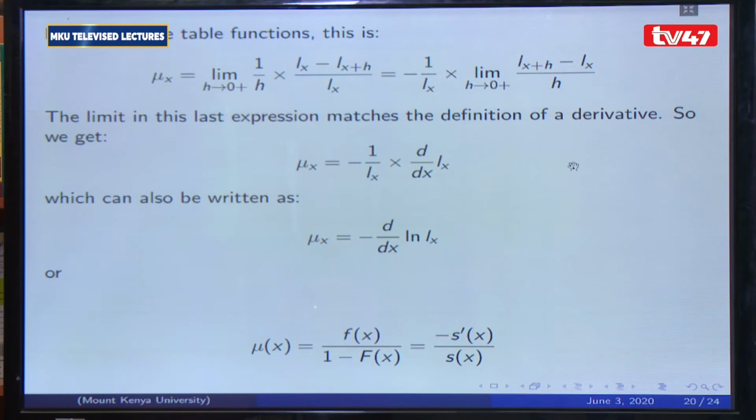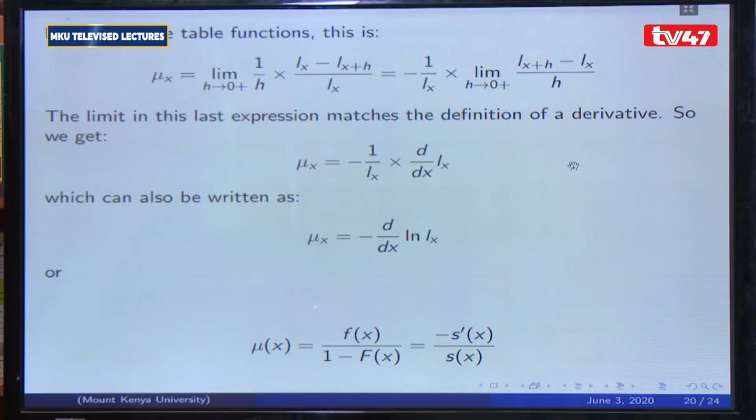And remembering how we differentiate logarithmic functions, then we can say that mu x, which is negative 1 over lx, d over dx of lx. So here we have a reciprocal and then the derivative of that. This can simply be written, from how we differentiate logarithmic functions, as negative d over dx of the natural log of lx.